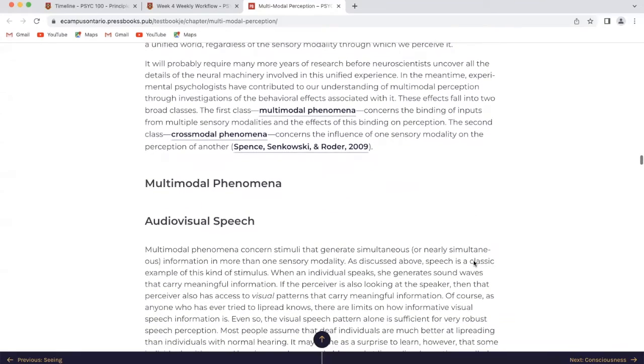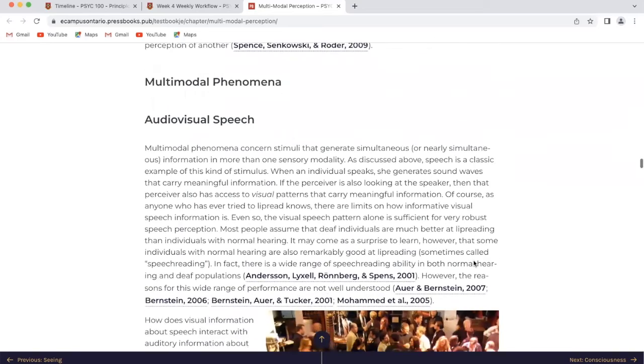Multimodal phenomena: audiovisual speech. Multimodal phenomena concern stimuli that generate simultaneous or nearly simultaneous information in more than one sensory modality. As discussed above, speech is a classic example of this kind of stimulus.